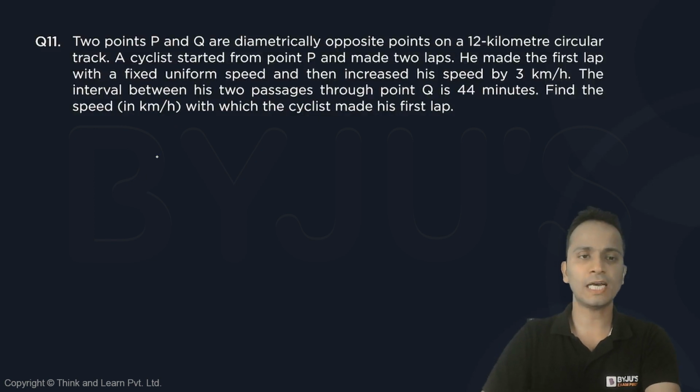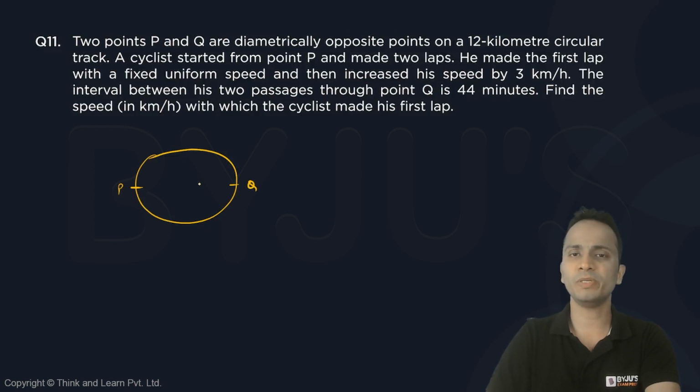So the question says that there are 2 points P and Q which are diametrically opposite on a circular track which is 12 km long. Since P and Q are diametrically opposite, they will divide the track equally. So 6 km here, 6 km here, and the person is going in clockwise direction.